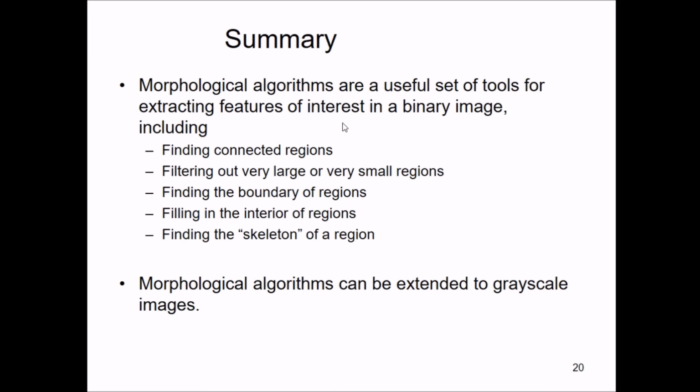Now, morphological operations are a useful set of tools for extracting features of interest in a binary image, which includes finding connected regions, filtering out very large or very small regions, finding the boundary of regions, filling in the interior of regions, and finding the skeleton of a region. And these morphological algorithms can be extended to grayscale images also. So I hope you got the idea. Thank you so much. Take care.